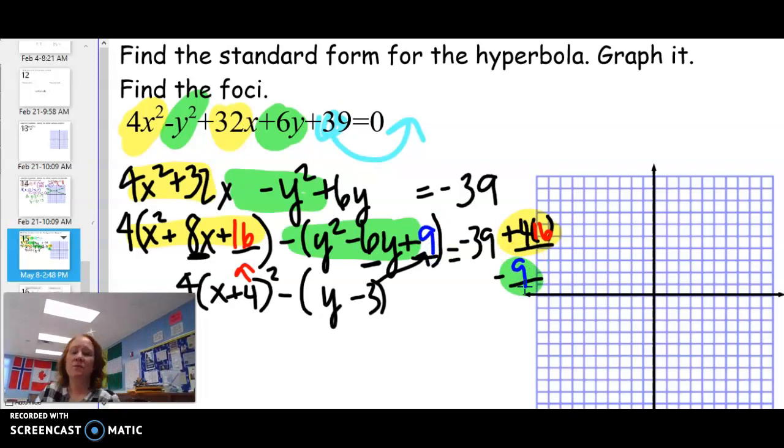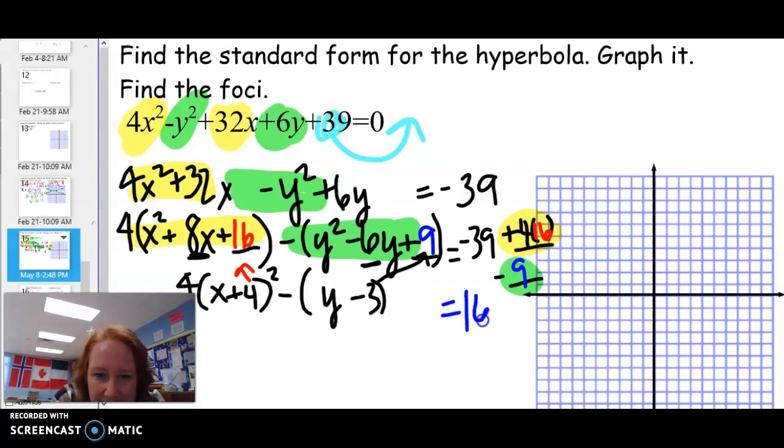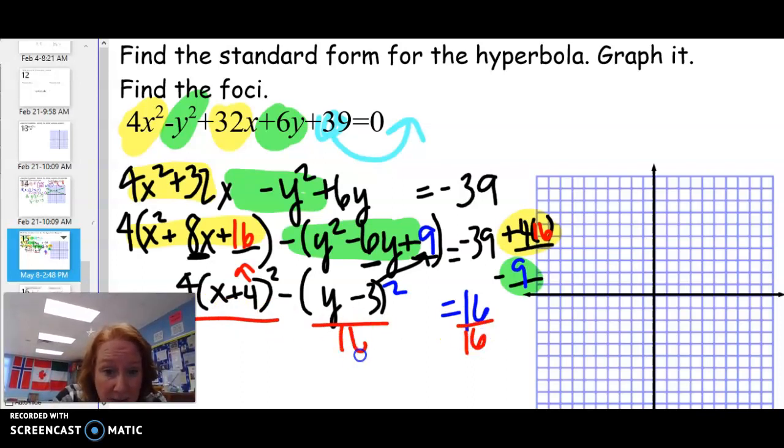Okay, so 4 times 16 is 64. 64 minus 39 minus 9, 16. Oh, that's nice. Okay, equals 16. But notice this 4 out front, can't have that. Okay, so I'm going to divide everything by 16.